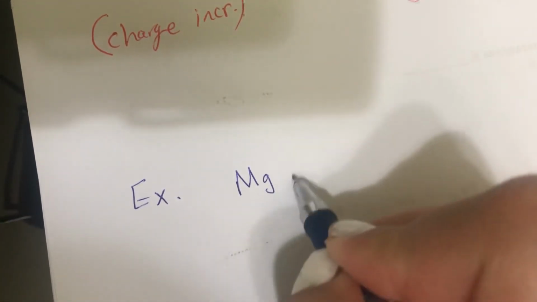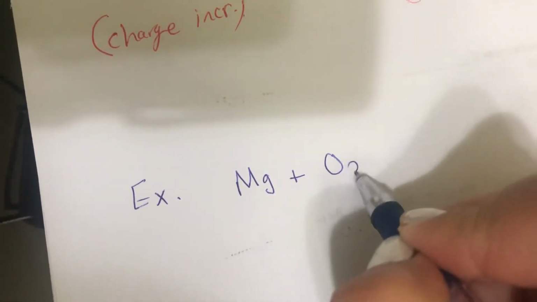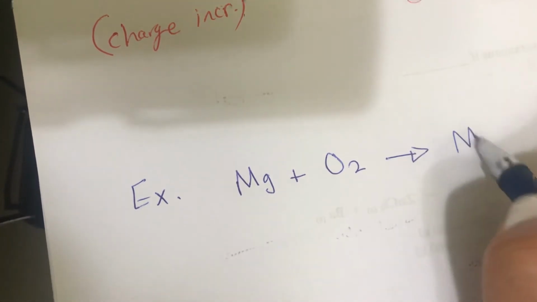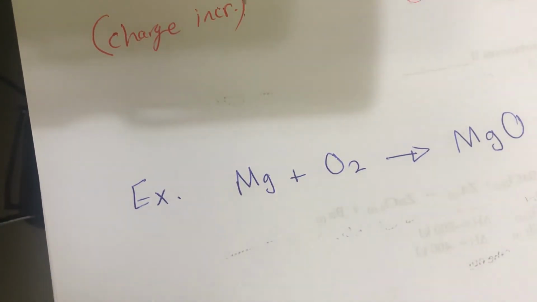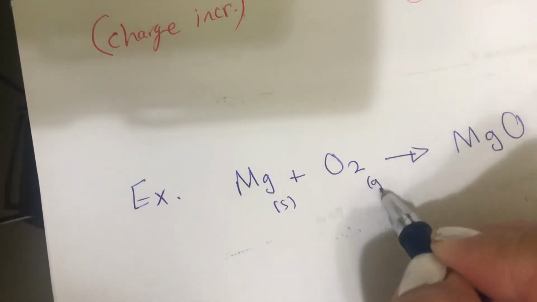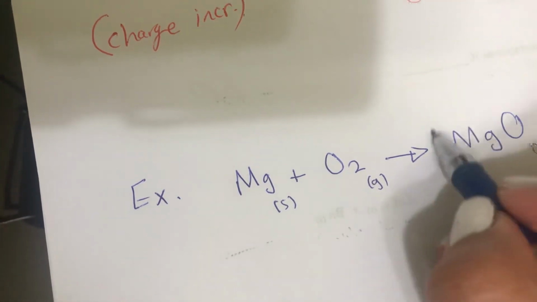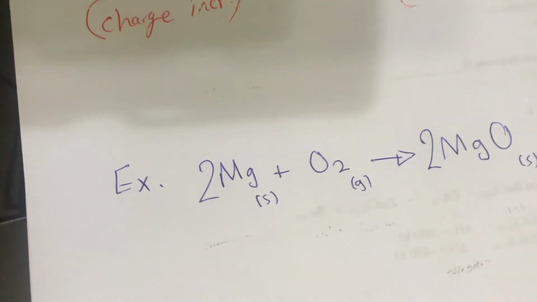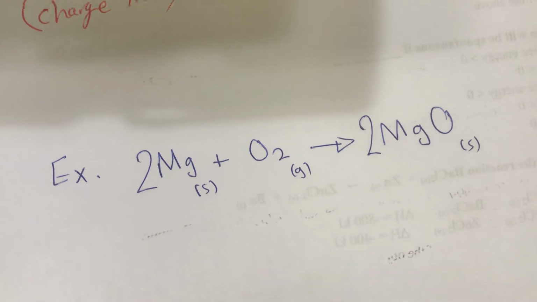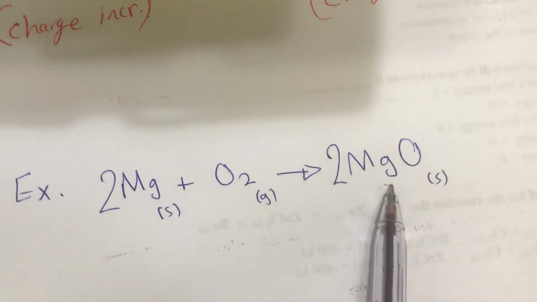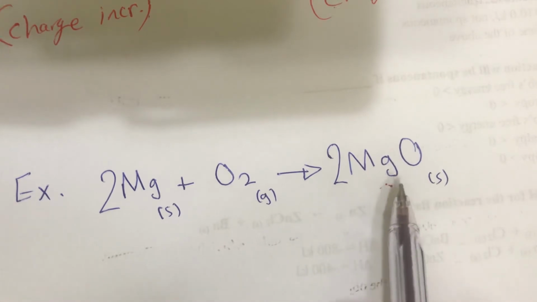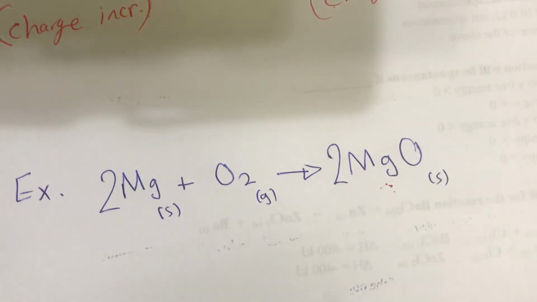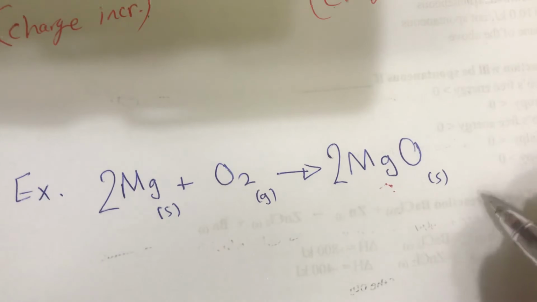Magnesium plus oxygen to form magnesium oxide. Here you have to balance. So this is the equation. It's a type of oxidation. It's a synthesis reaction because one product is produced. And it's a type of oxidation-reduction reaction.